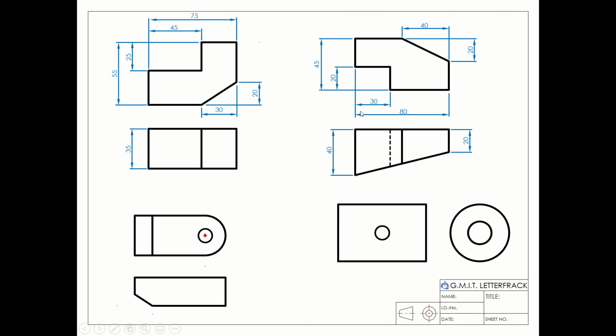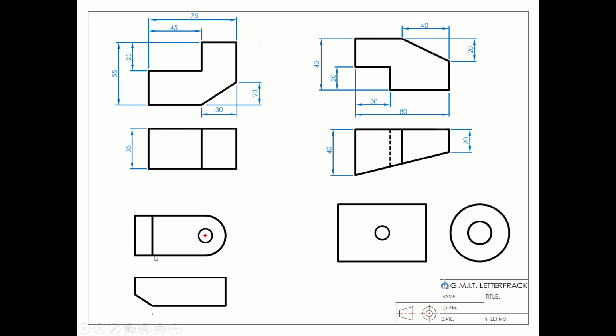So again, the original starting point will be an 80 by 45 rectangle. Now we're going to take a 30 by 20 rebate out of it and a 40 by 20 chamfer off the top of it. And then we have the overall tapering going from 40 millimeters to 20 millimeters. And you can see the text placement, everything there perfectly correct.